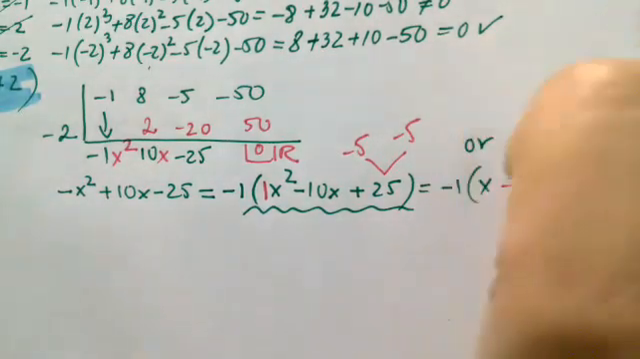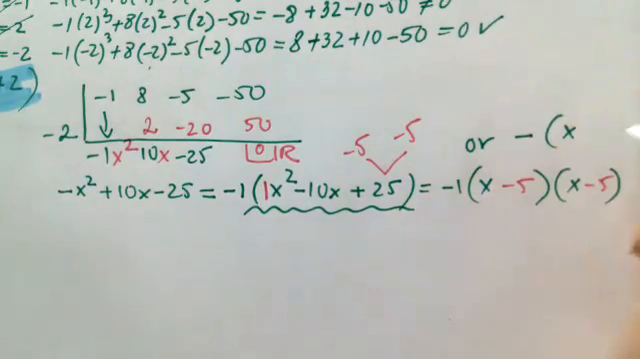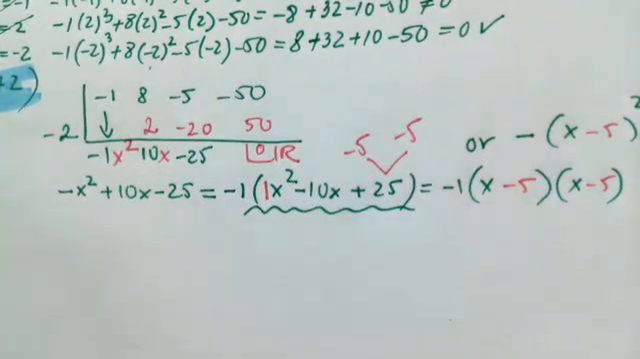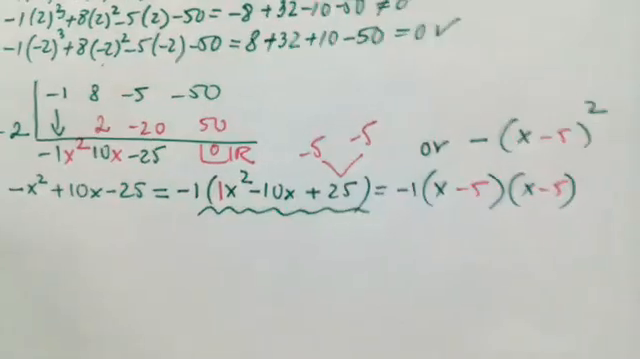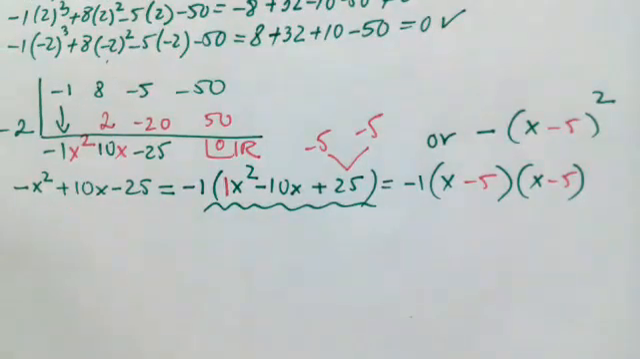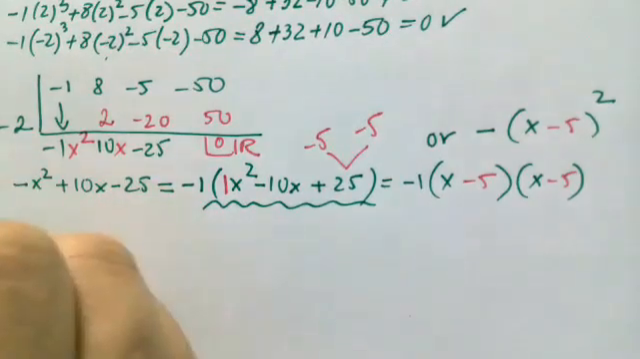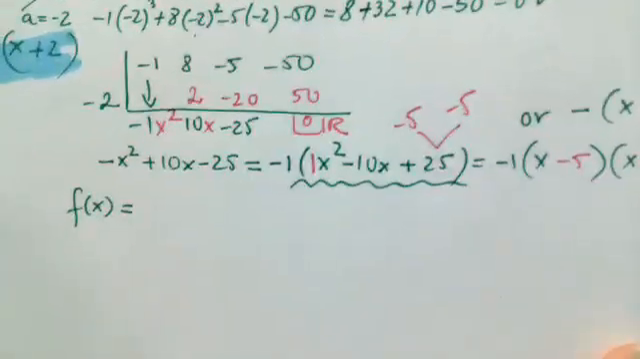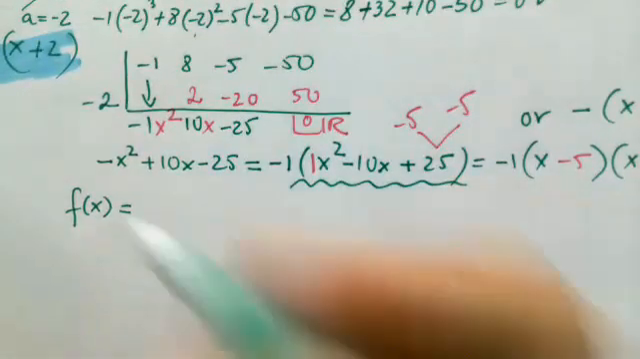Or negative squared, because there's 2 of them, right? You just group them together like that. Now, how does the factorization of f of x look like for step number 2? F of x equals to what? Let's put it all together.